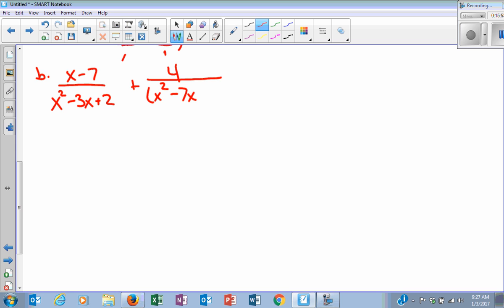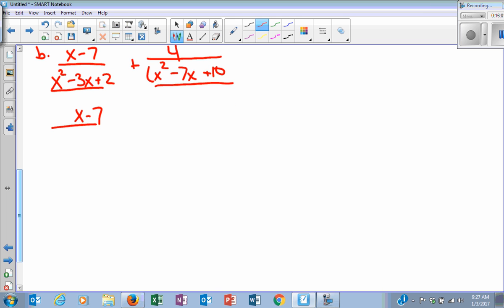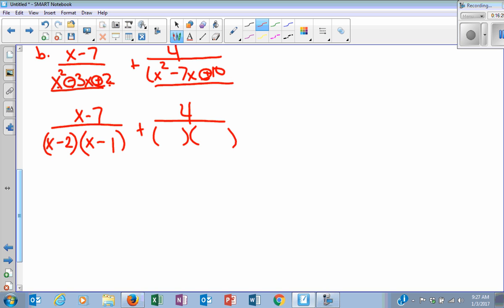Now, the first thing you should ask yourself is, this is not factored, this is not factored. So that's my first step. So I go, okay, x minus 7 over, not a perfect square. Same signs, both are going to be negative. So negative and negative, x and x, two numbers that multiply to 2 but add to 3: 2 and 1. So that's mine. Plus 4 over, this guy has double bubbles, not a perfect square. Same signs, both negative. x minus 5, x minus 2. Two numbers that multiply to 10 and add to 7: 5 and 2.